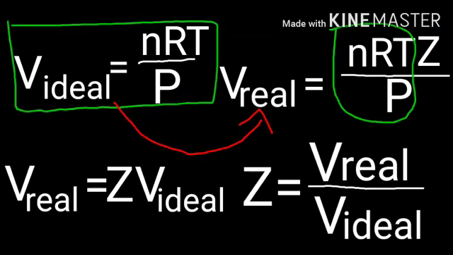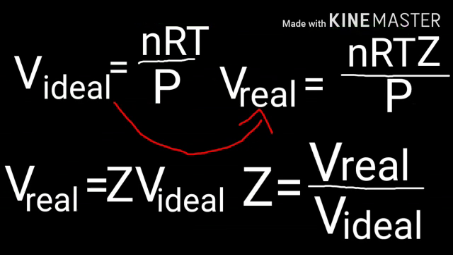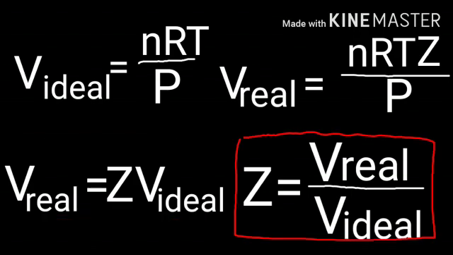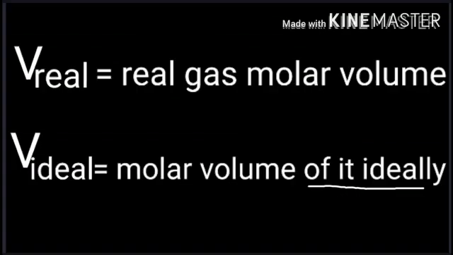Now substitute V ideal value in V real value. So, V real is equal to V ideal into Z. Therefore, Z equal to V real divided by V ideal. Here, V real is the real gas molar volume. V ideal is the molar volume of the gas if it behaved ideally.